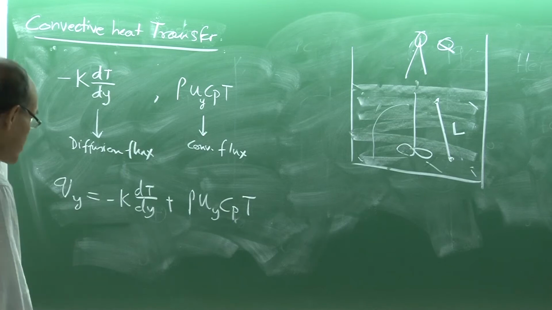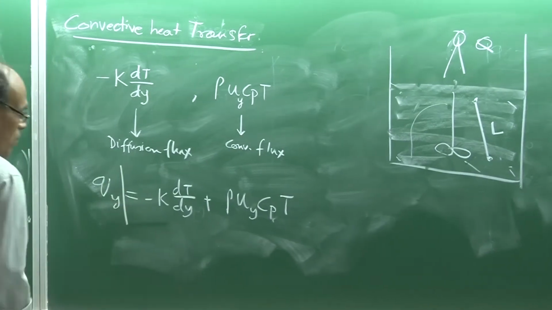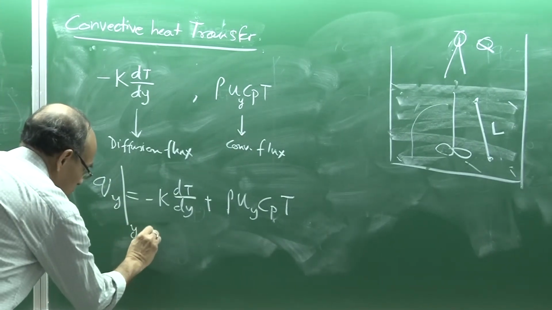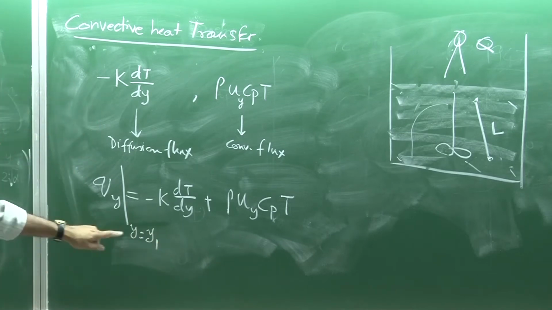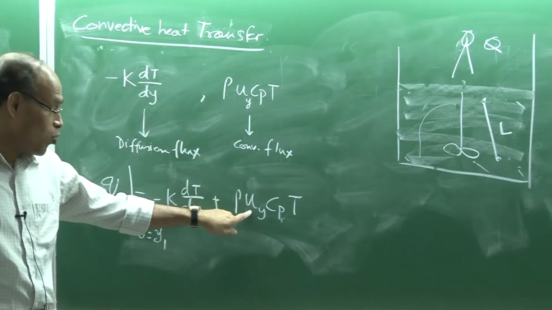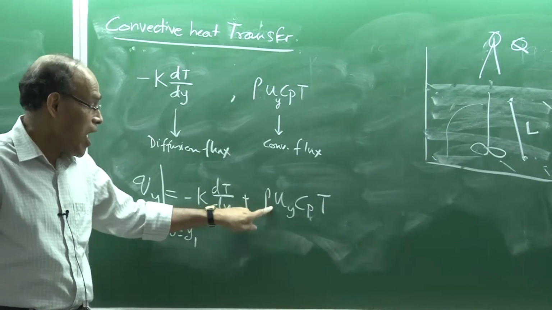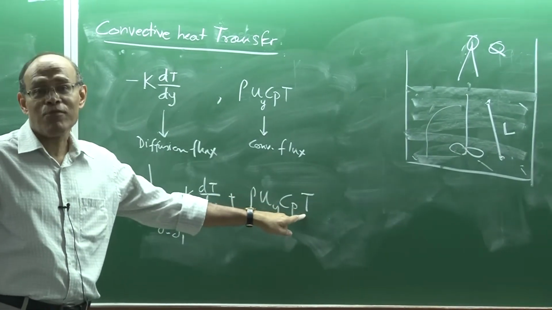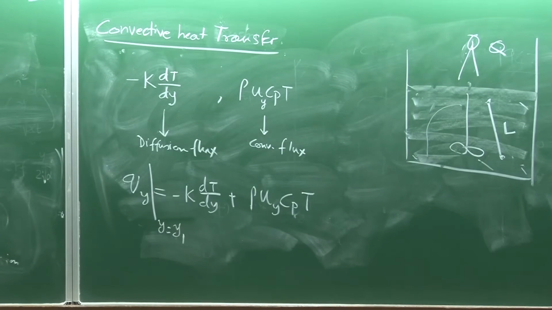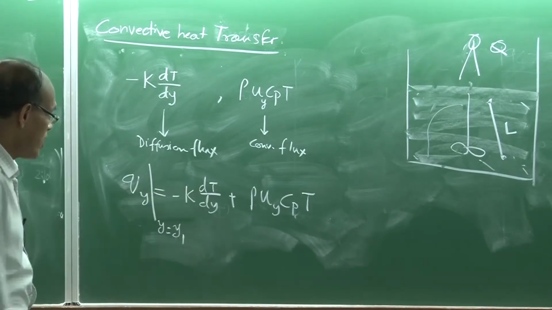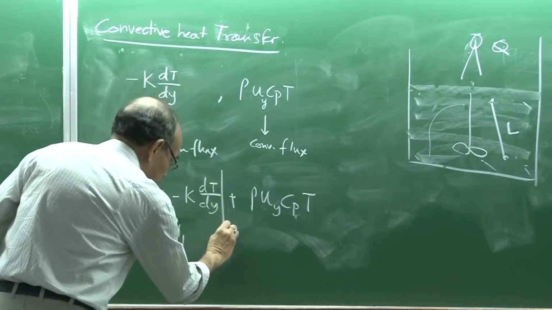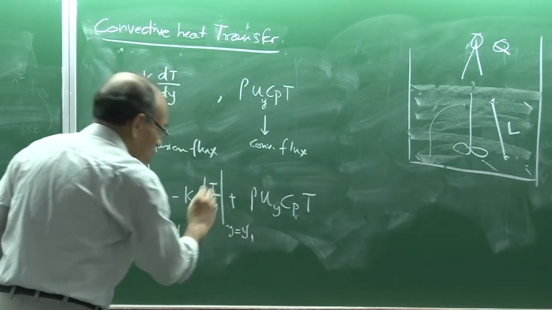So, if you say at any point, say y is equal to y1, then it is understood that at y is equal to y1, I should be able to know the y component of the velocity. I will also be able to know the temperature of the fluid here. The temperature anyway is to be known here also. So, the gradient is to be evaluated at y is equal to y1.